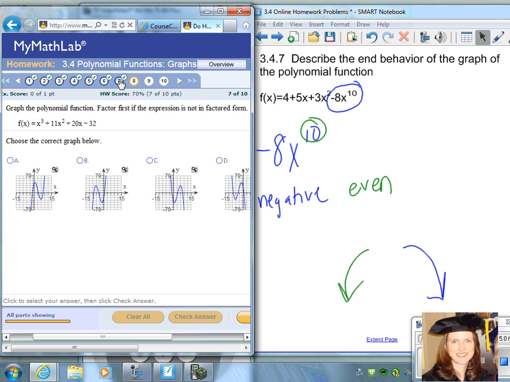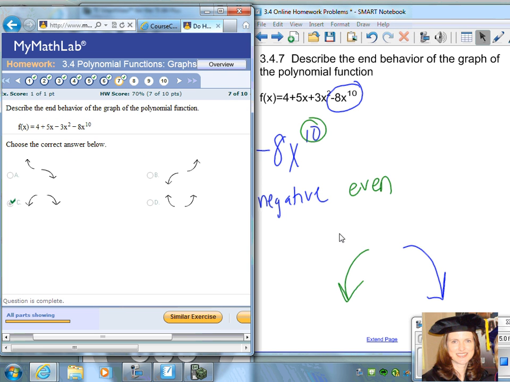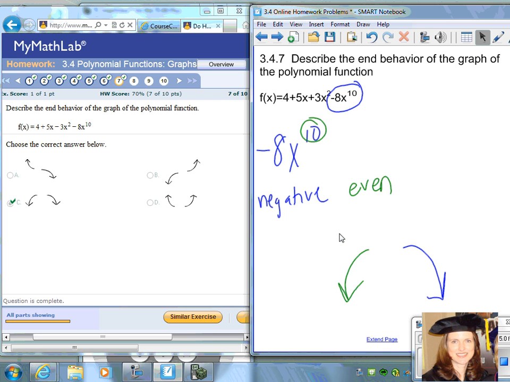Okay, so as you can see, based on those last few, you can do these fairly quickly if you know the rules. Look at the leading term. It's always the term with the greatest exponent. If it's positive, it's going to end up going towards positive infinity. If it's negative, it's going to end up going towards negative infinity. The power tells you if it's going to do the same or opposite. If it's an odd power, it does the opposite. If it's an even power, it's going to do the same.